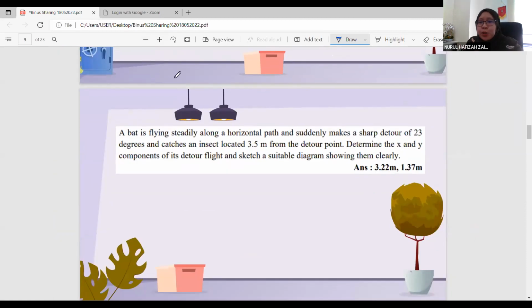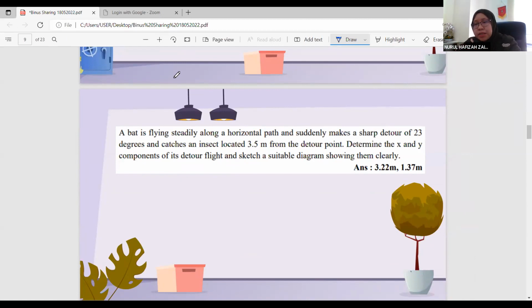Okay, so this is a question, one example. A bat is flying steadily along a horizontal path and suddenly makes a sharp detour of 23 degrees and catches an insect located 3.5 meters from the detour point.